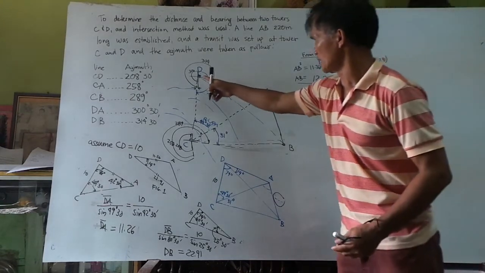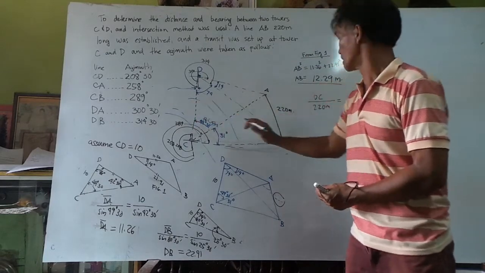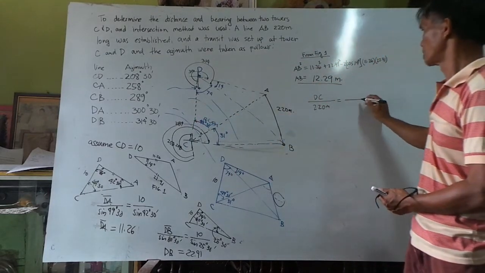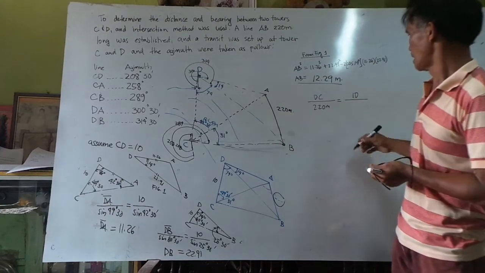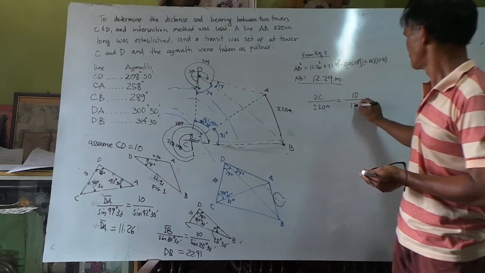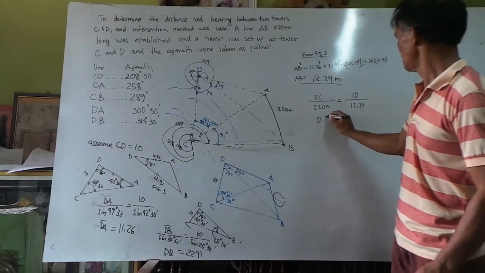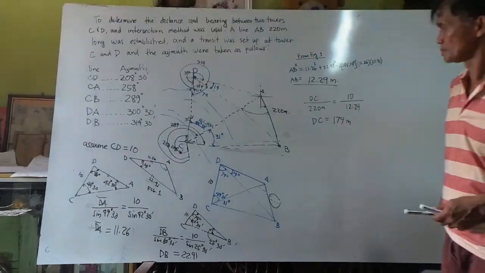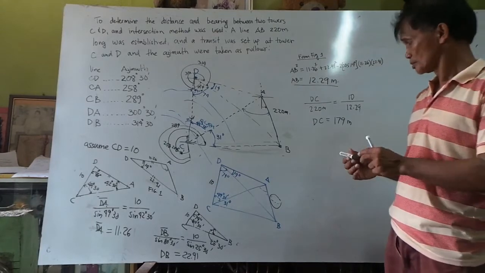As to line BC, we assume this one as 10. In the other triangulation, you assume that one as 10. So you have 10, and the value of your AB is 12.29. So you have your BC equal to, okay.